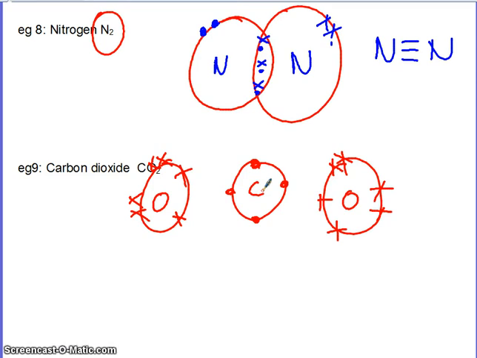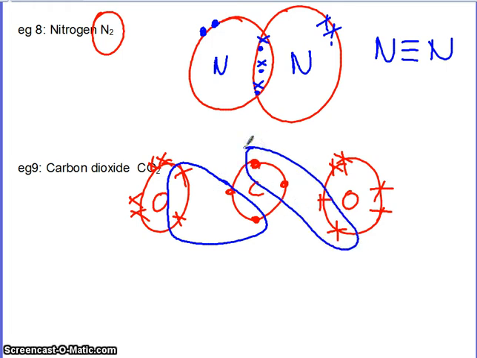And so what happens is you form a double covalent bond between the carbon and the oxygen, and a double covalent bond between this carbon and this oxygen here. So these 2 pairs here form a bond, and these 2 pairs here form a bond. Now that's not a very good drawing at all, is it? That doesn't show it very clearly.